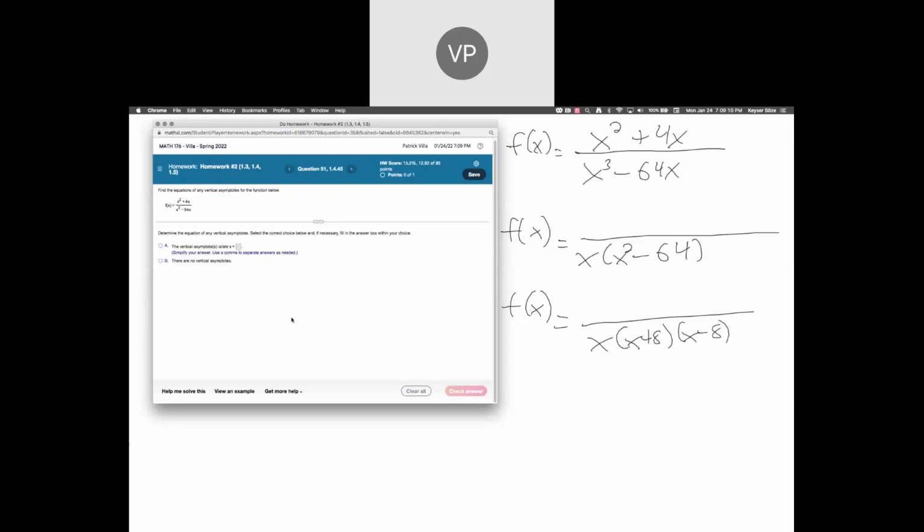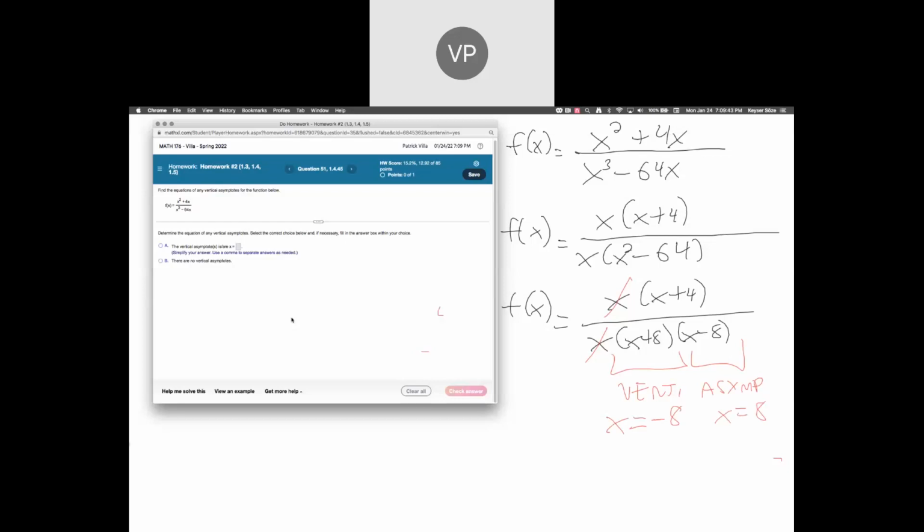Now you also have to remember we need to factor the top. So when I factor the top, what happens is this x and this x cancel. Now, it doesn't mean it's now a good point, but what it means is it's not going to be a vertical asymptote. These bottom ones are my only ones that are going to be vertical asymptotes. So I'm going to have the x equals -8 and the x equals +8.